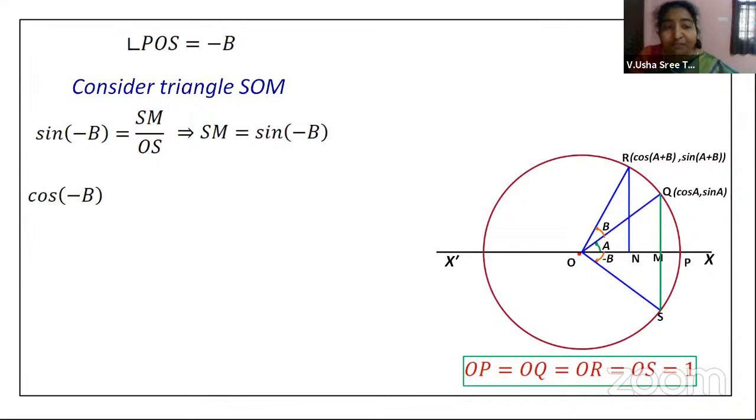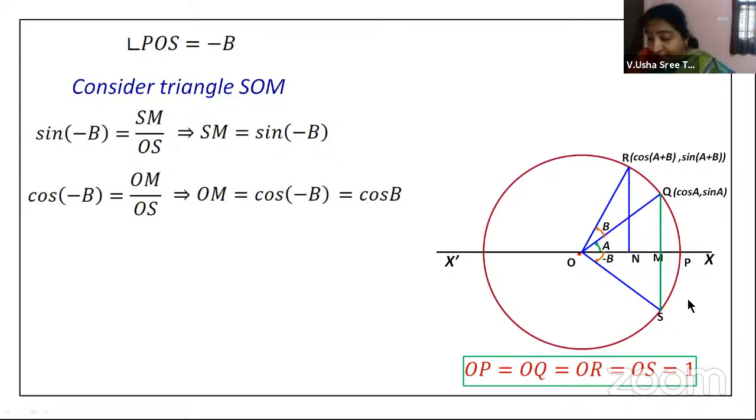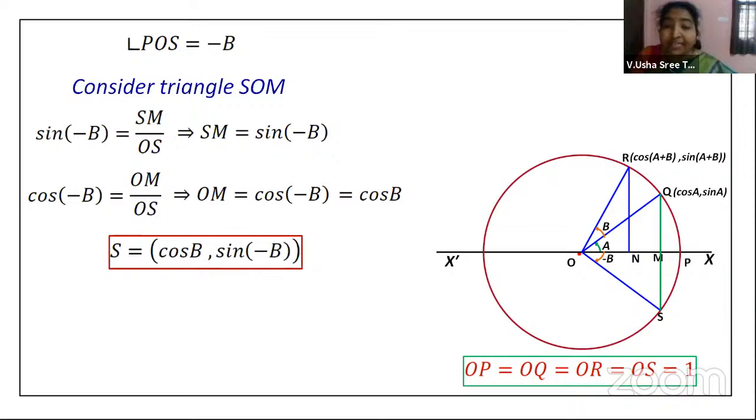Likewise, cos of minus B will be equal to OM by OS, OM which is the adjacent side for this particular triangle and this angle. Right? So OS is 1 as we were discussing. Therefore, OM is equal to cos of minus B. Cos of minus B is what? Cos B. Right? Therefore, you can conclude that the point S will have its coordinates as cos B comma sine of minus B. So we will take that point over here.